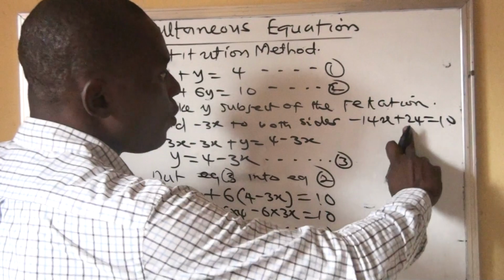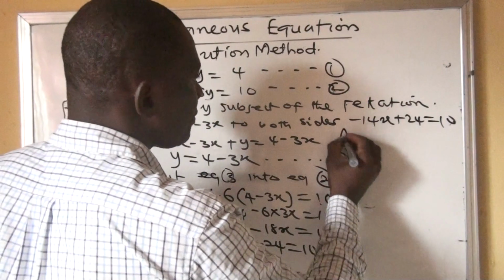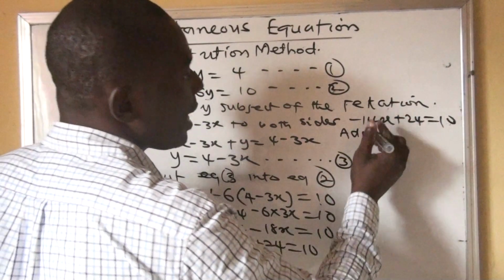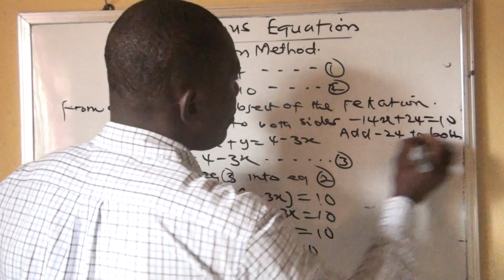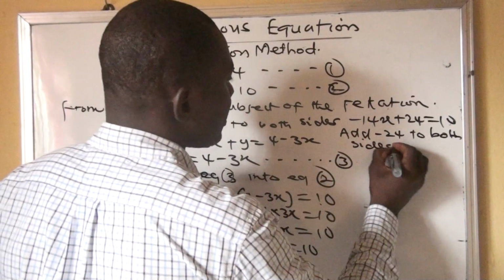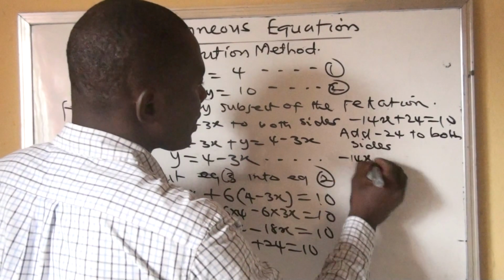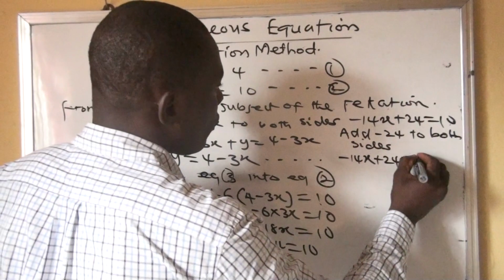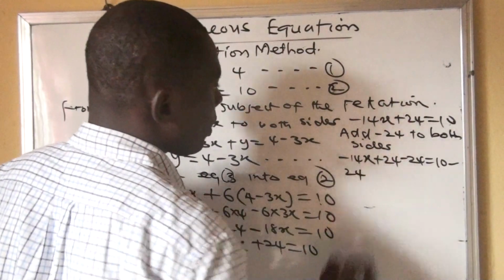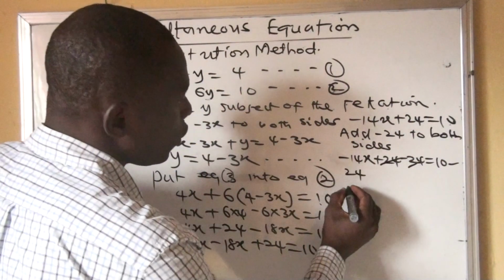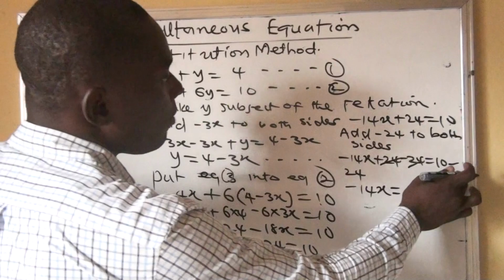So we will try and move this plus 24 to the other side. And if we are going to do that, we can say add minus 24 to both sides, because we want to get rid of this one from here. So this becomes minus 14x plus 24 minus 24 is equal to 10 minus 24. That means this and this cancel, so we'll be left with minus 14x is equals to 10 minus 24.